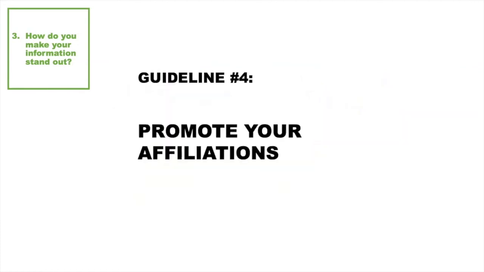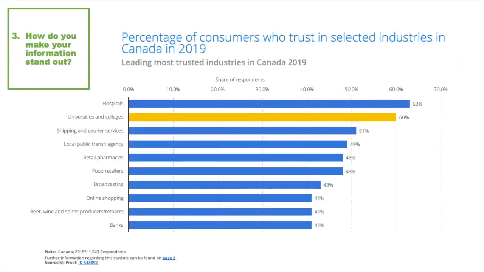Where do we want to go after that? Guideline number 4, and this is the last guideline, and then I'm going to wrap up the presentation. In terms of how you make your information stand out: promote your affiliations. Now, remember earlier that I said there's low trust for the information that people see on social media? Well, here is the foil for that particular stat. As researchers, as academics, as nonpartisan experts in your field, you are one of the people that Canadians trust the most.